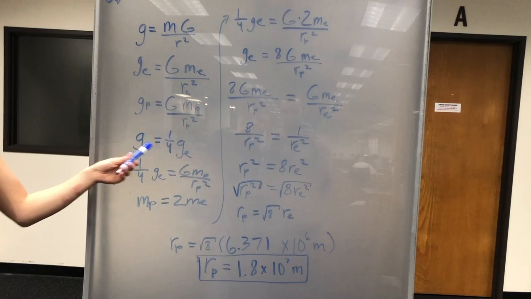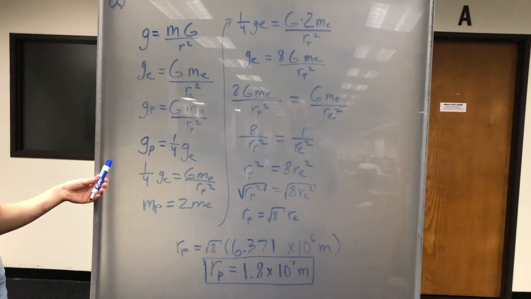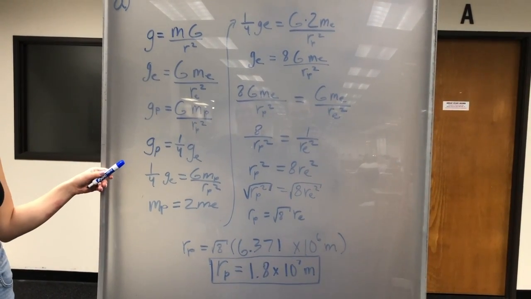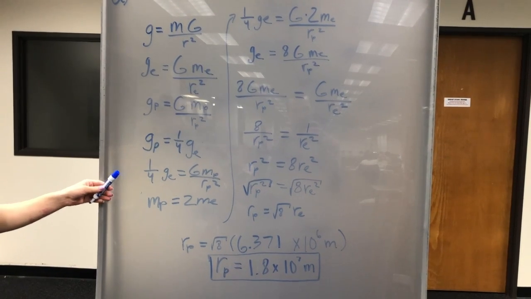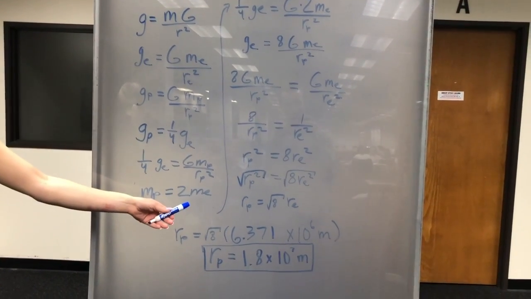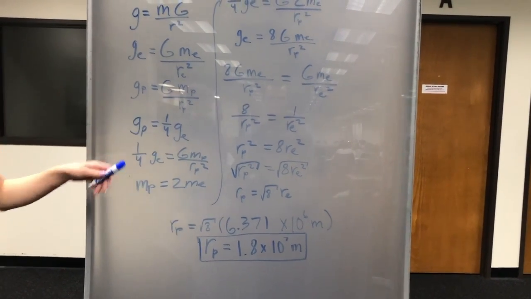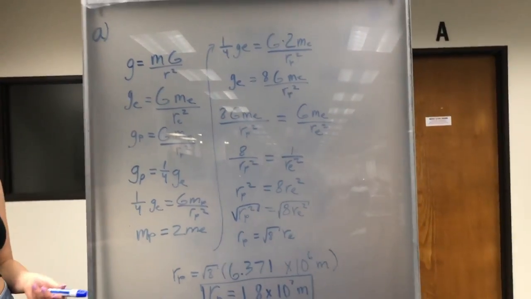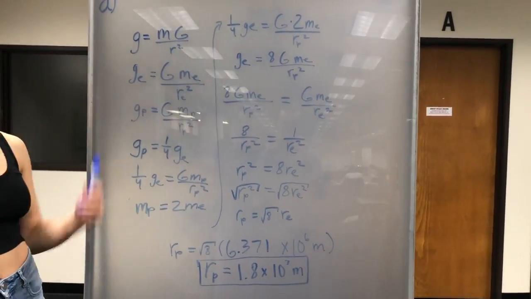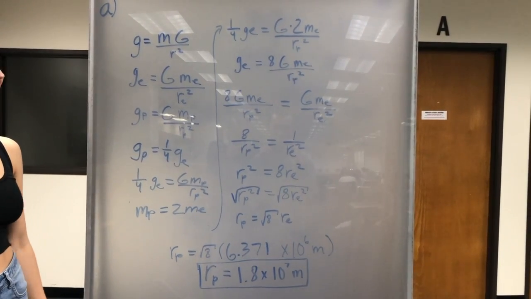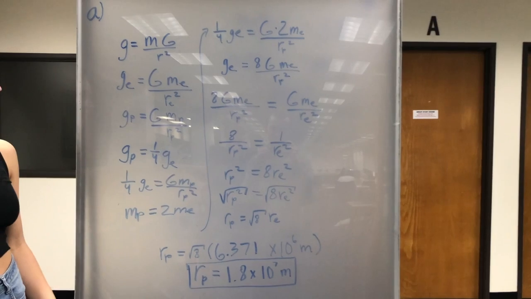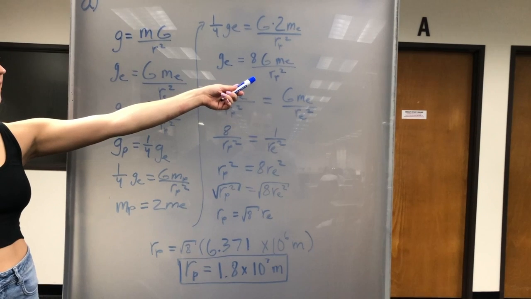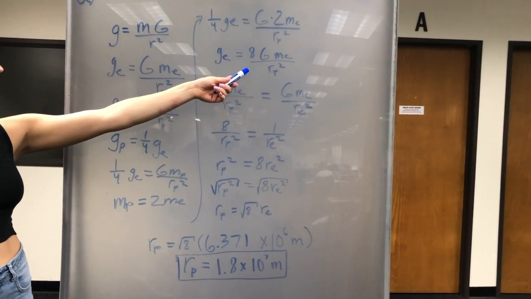And because we know that the gravity of the planet is equal to 1/4 times the gravity of the Earth, we can say that 1/4 times the gravity of the Earth is equal to big G times the mass of the planet over the radius of the planet squared. Because we know that the mass of the planet is equal to 2 times the mass of the Earth, we can plug in 2 times the mass of the Earth into the mass of the planet in the previous equation. This leads us to 1/4 the gravity of the Earth is equal to big G times 2 times the mass of the Earth over the radius of the planet squared. Multiplying by 4, we get that the gravity of the Earth is equal to 8 big G times the mass of the Earth all over the radius of the planet squared.